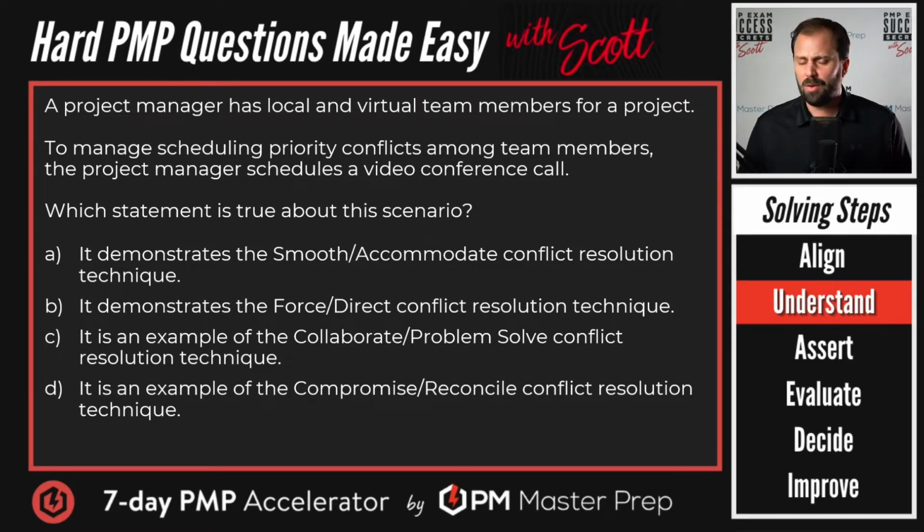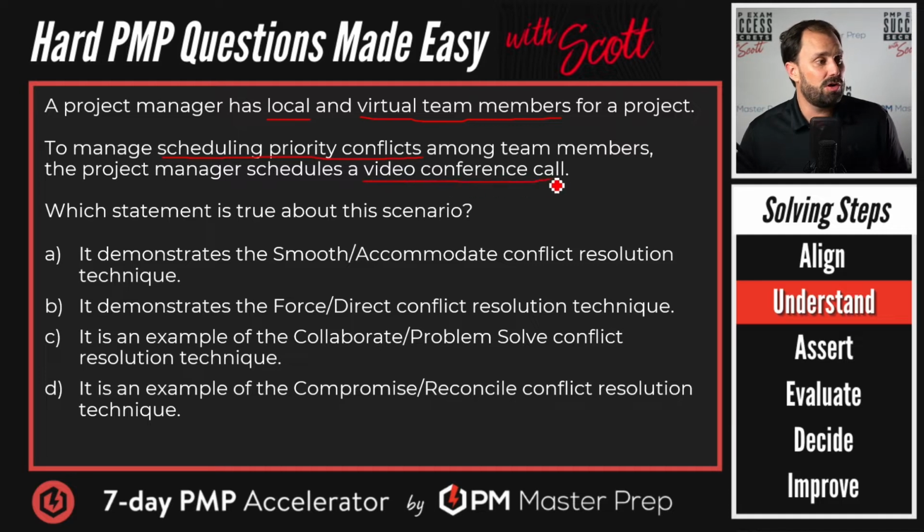All right, so when we understand, we say, what kind of project? Don't really know. It's not an indication of hybrid, agile, or waterfall, but it's a project. And the big thing they want us to learn, the keywords, is we got people all over the place. We got them local, we got them virtual. So we're having people everywhere. And then to manage scheduling priority conflicts, maybe we got them across nations and time zones. We're going to hold a video conference to help people manage their schedule so that it doesn't impact their schedule too much. So we got schedule priority conflicts among team members.